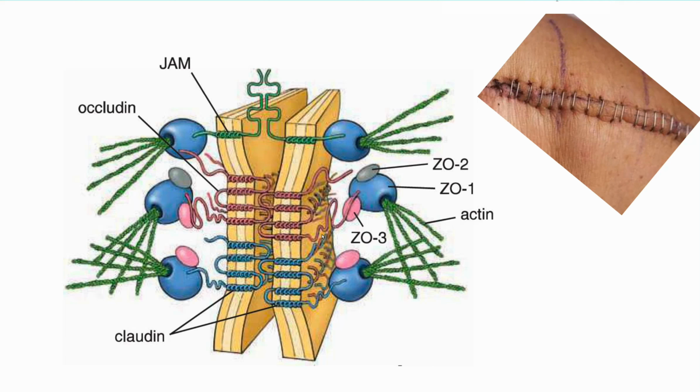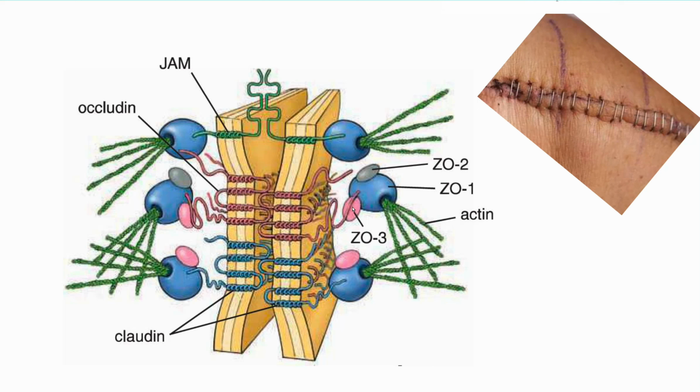This is a clearer schematic diagram showing the structure of the tight junction. We can see the 4 transmembrane domains of occludins, 4 transmembrane domains of claudins, and a single transmembrane domain of the junctional adhesion molecules. In relation with the occludins, we can see PDZ domain proteins, which are zonula occludens proteins: ZO1, ZO2 and ZO3. This is ZO1, this is ZO2 and this is ZO3.